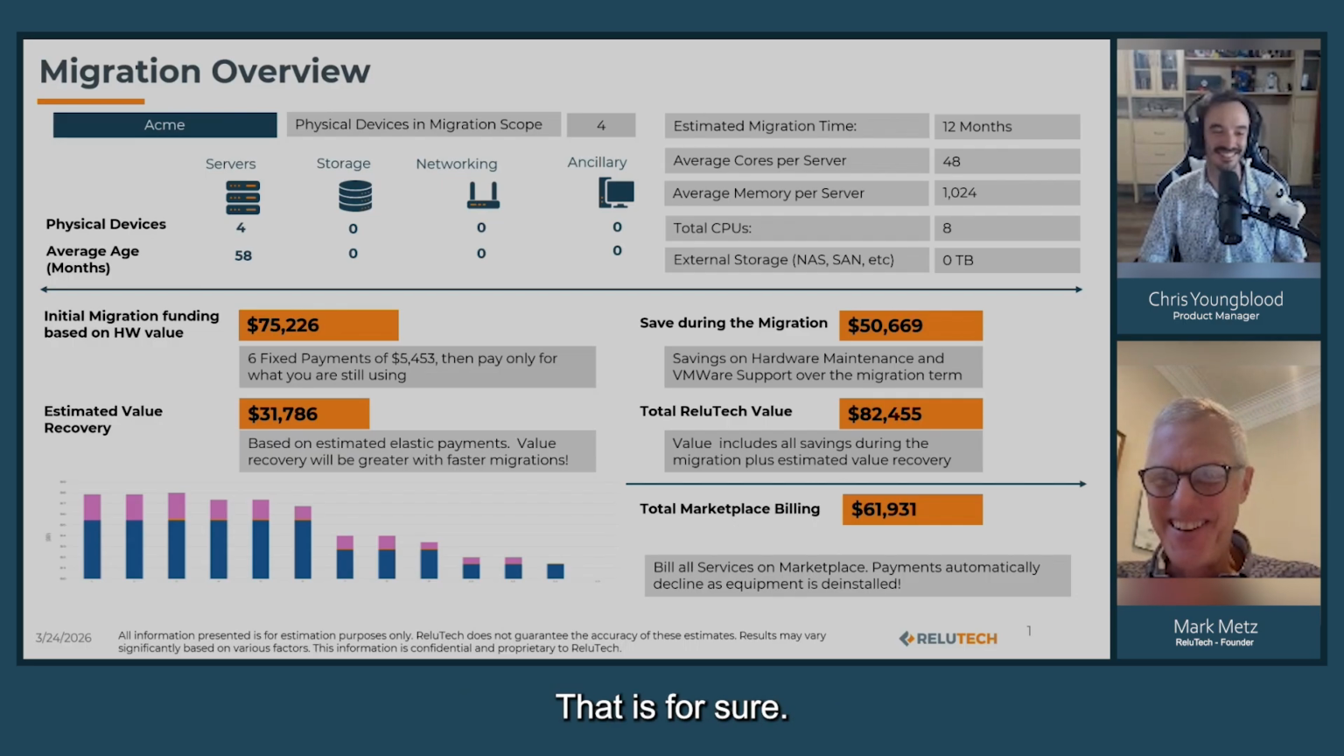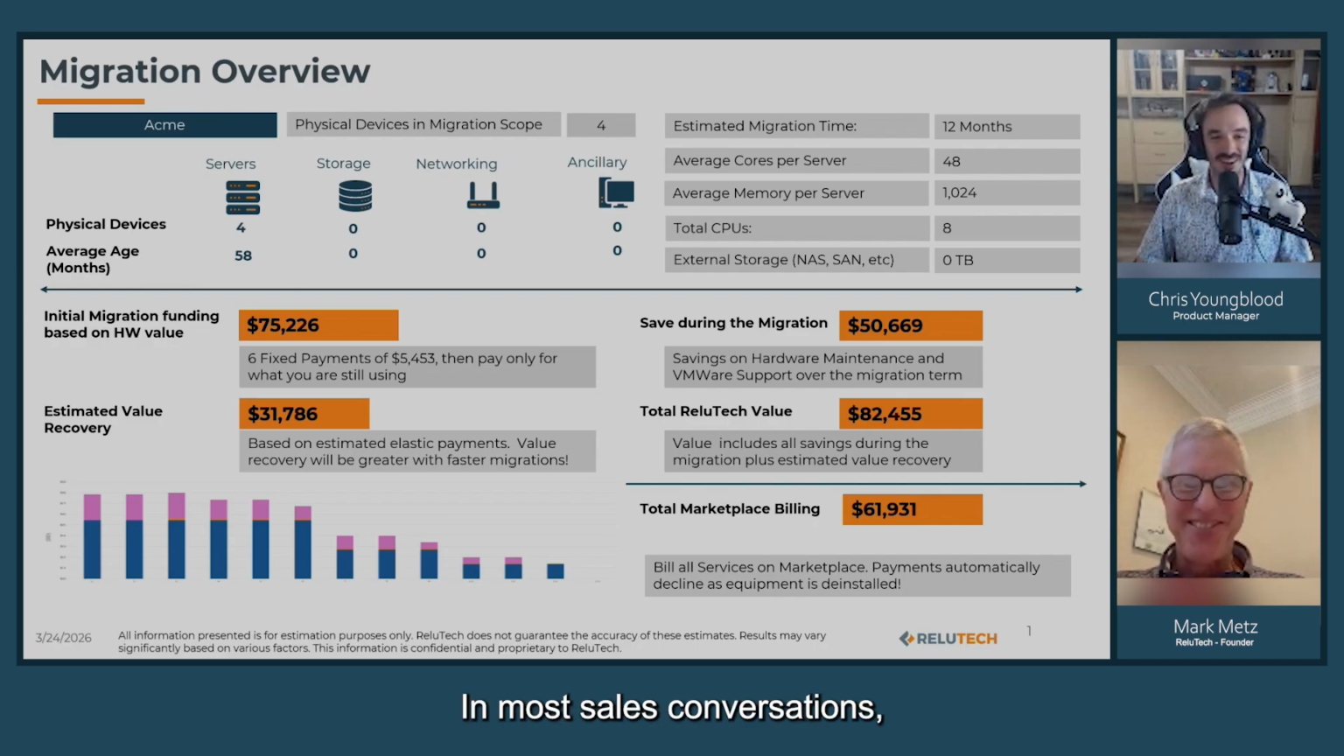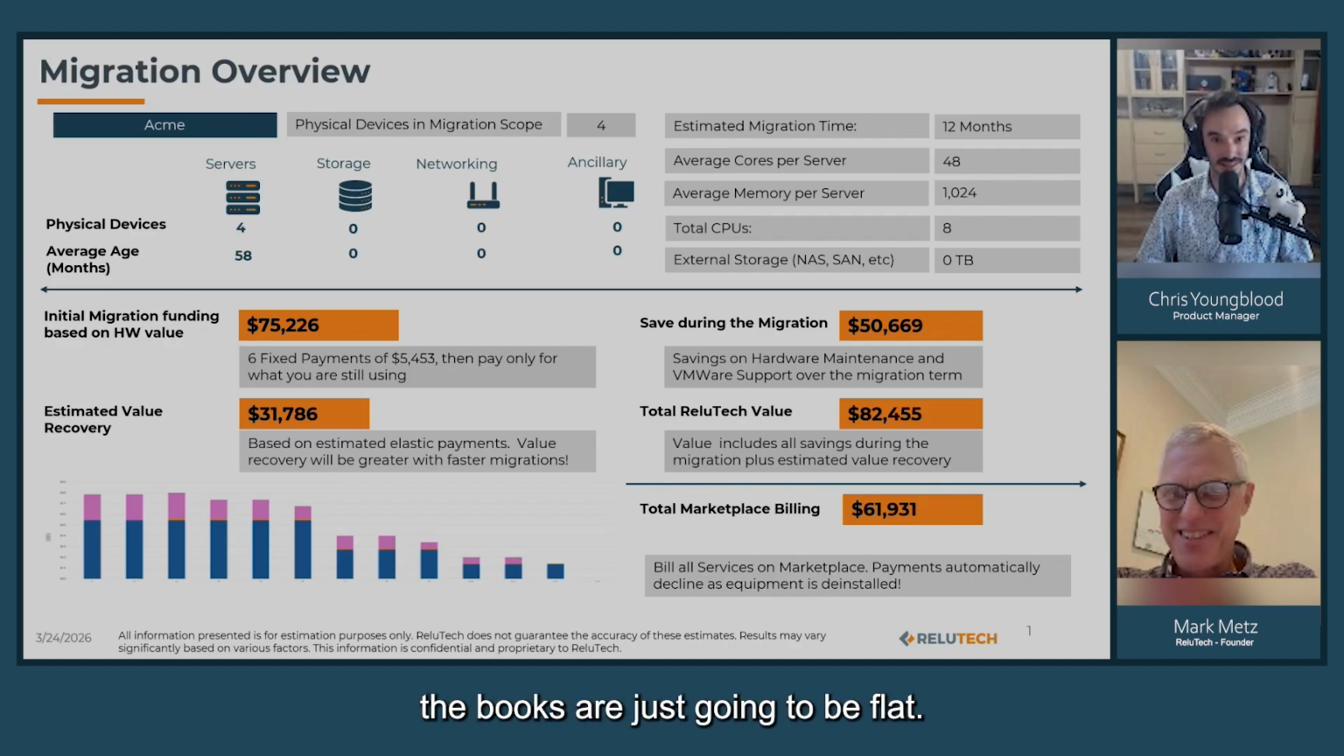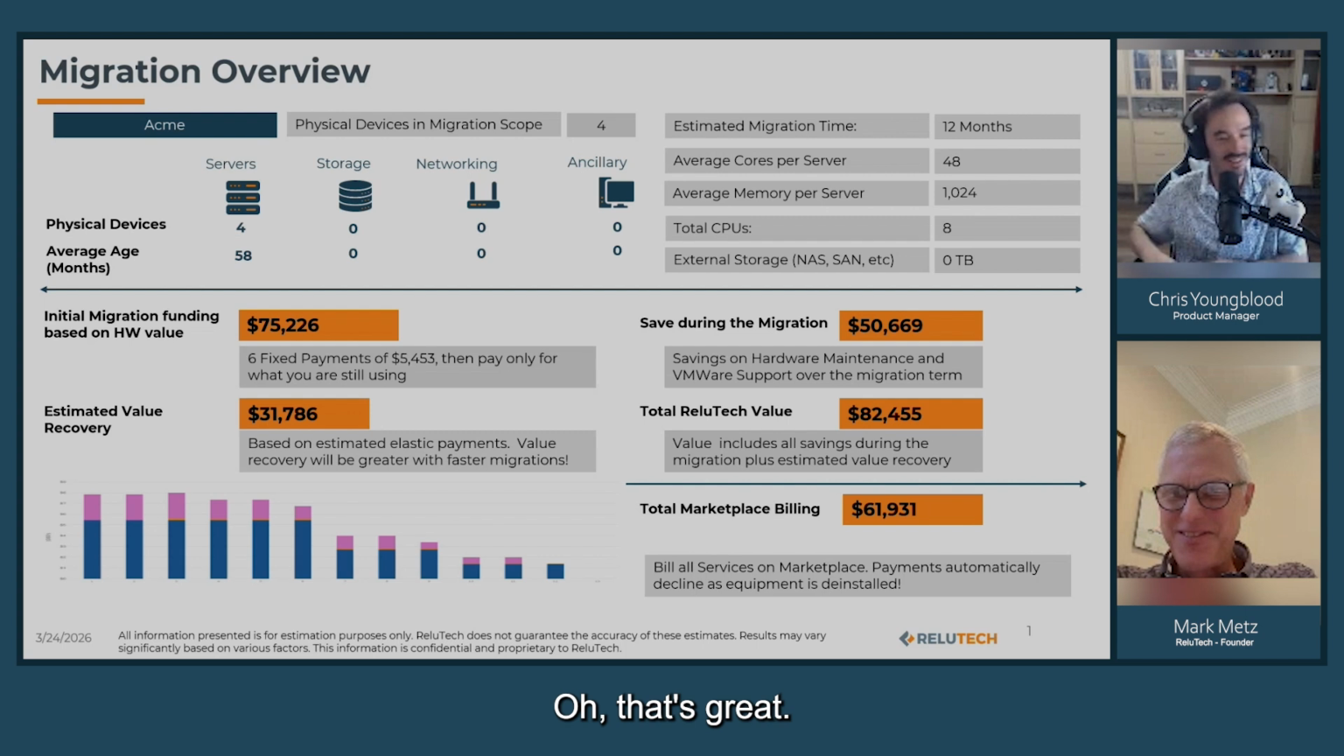No, that is for sure. You know, in most sales conversations, the CFO's always got kind of a scowl looking at us, you know, what are you trying to sell me? But in this situation, he looks at the math, he's like, oh, the books are just going to be flat? Oh, that's great.